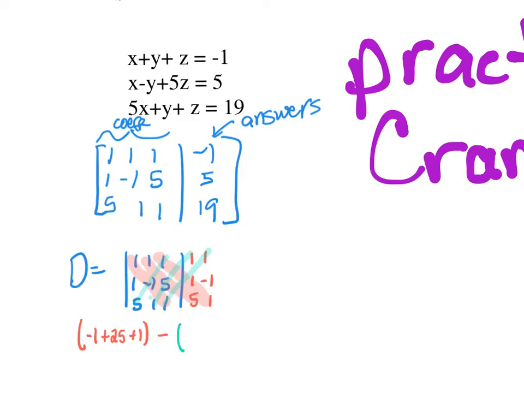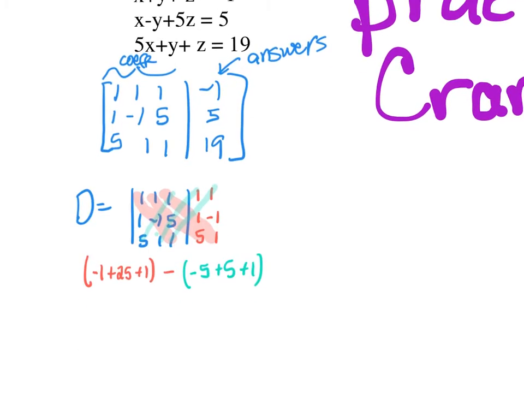So we have 5 times negative 1 times 1. It's going to be negative 5. 1 times 5 times 1, positive 5. And then 1 times 1 times 1, which is 1. So now we just do our simple math. I have negative 1 plus 25 is 24 plus 1 is 25. Minus negative 5 and a positive 5 is 0. Plus 1 is going to give me 1. So 25 minus 1. My determinant for my equations is 24.